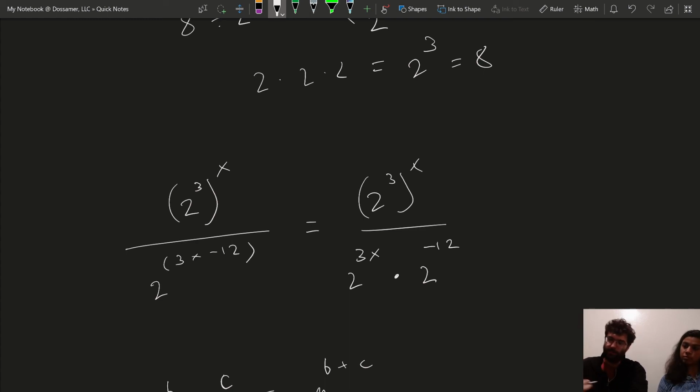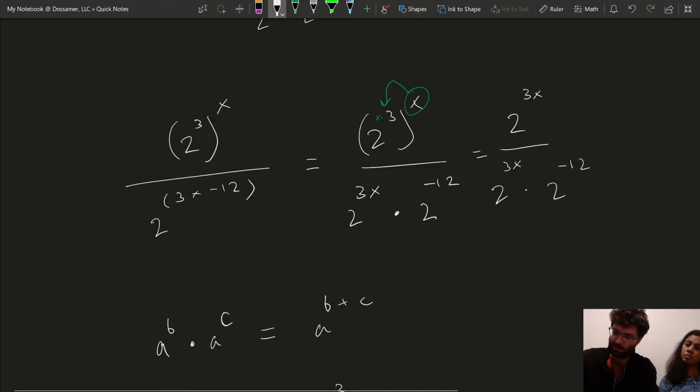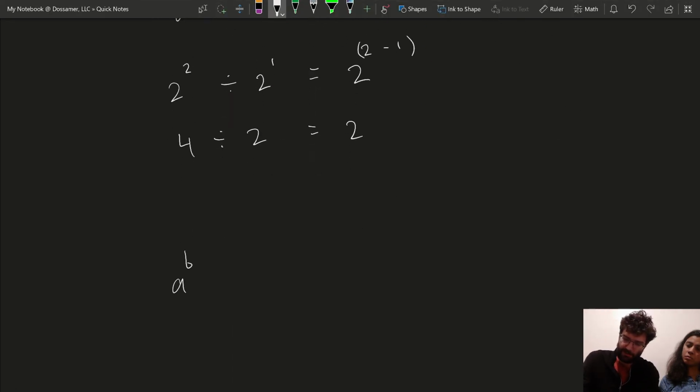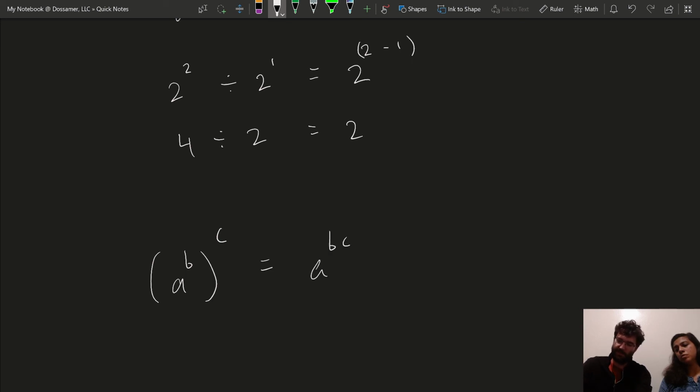Now what's our next step? Simplify the top part. Yes, the top looks a little bit complicated, and Gary's noticing that there's a way to make it look easier. This is another rule that you can show yourself if you ever forget: if we have an exponent outside of parentheses, we can bring it inside those parentheses by multiplying it by the inner exponent. So what that means is that we're going to get 2 to the 3x over 2 to the 3x times 2 to the negative 12.